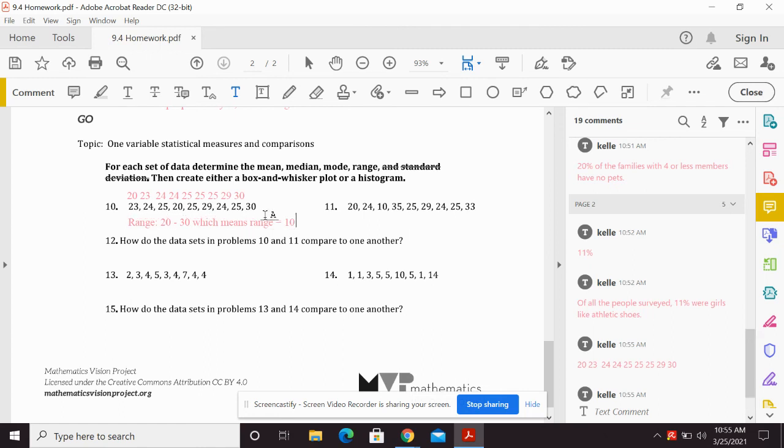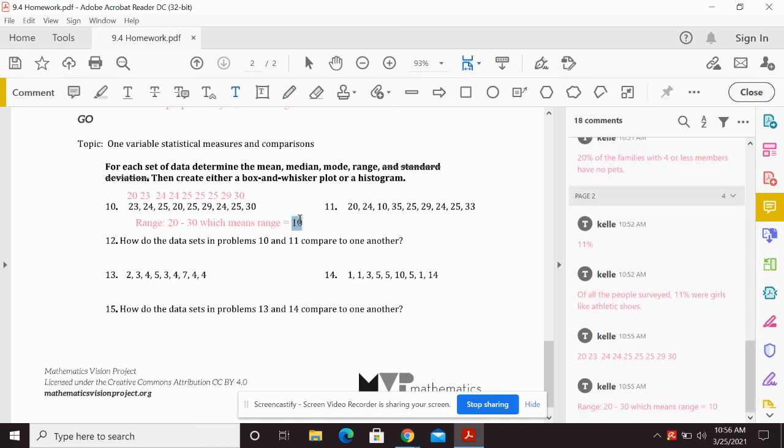I went to highlight, it's not gonna let me. Okay, range equals 10.